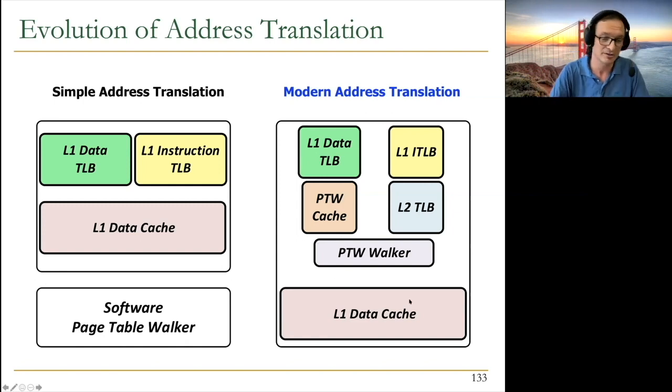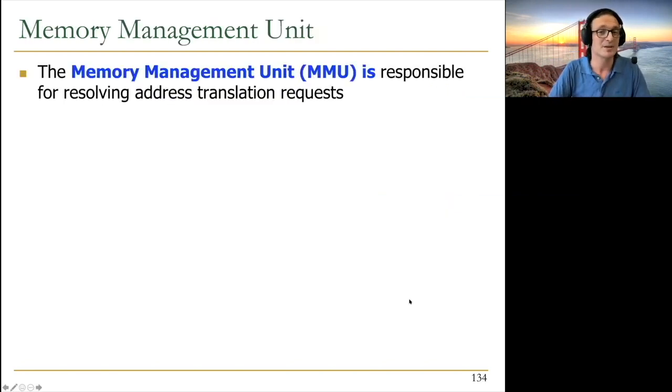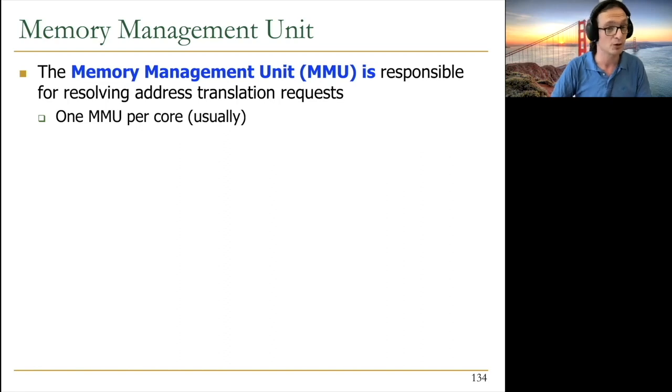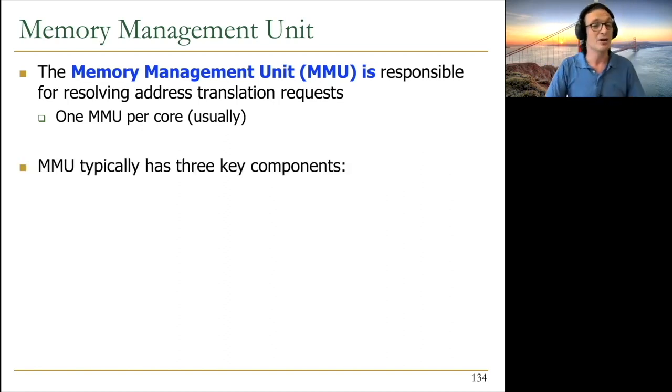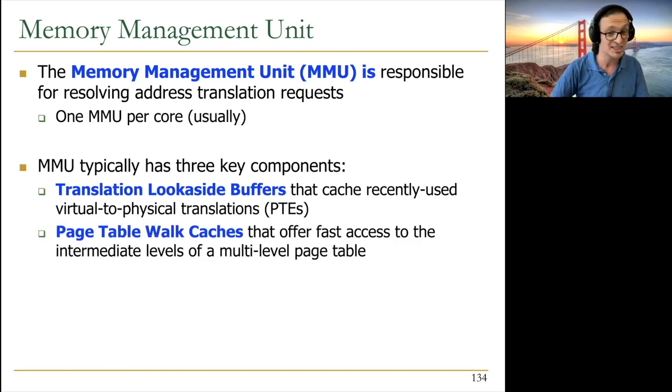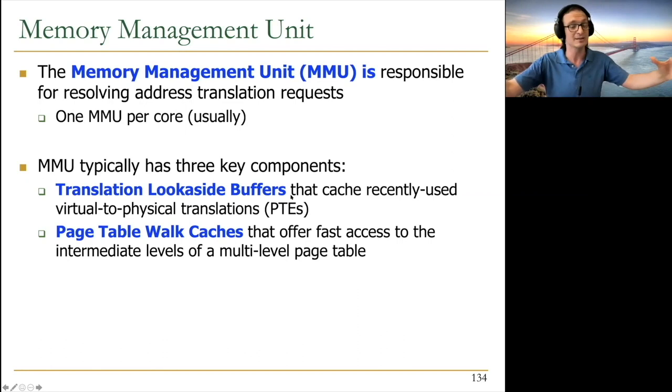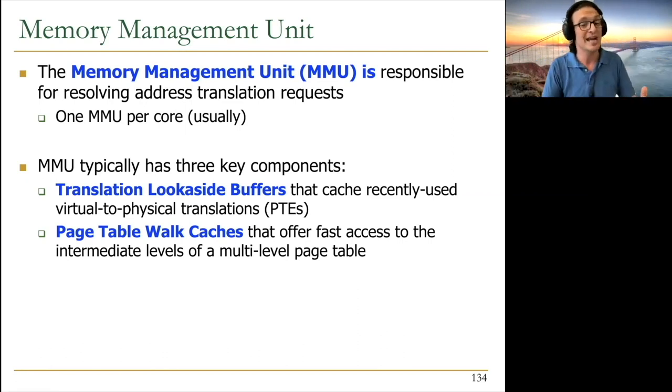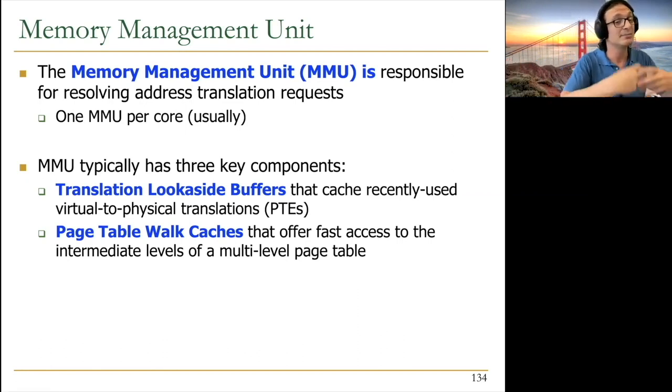And then there's also clearly the cache. So a memory management unit, we discussed it. It's the hardware that's responsible for resolving address translation requests. It's one MMU per core, usually. MMU has three key components, TLBs. We know what TLBs are. Page table walker caches. They essentially offer fast access to the intermediate levels of a multi-level page table. So TLBs cache PTEs, not the intermediate parts of the page tables, but page table walker caches cache intermediate mappings in the page table hierarchy.